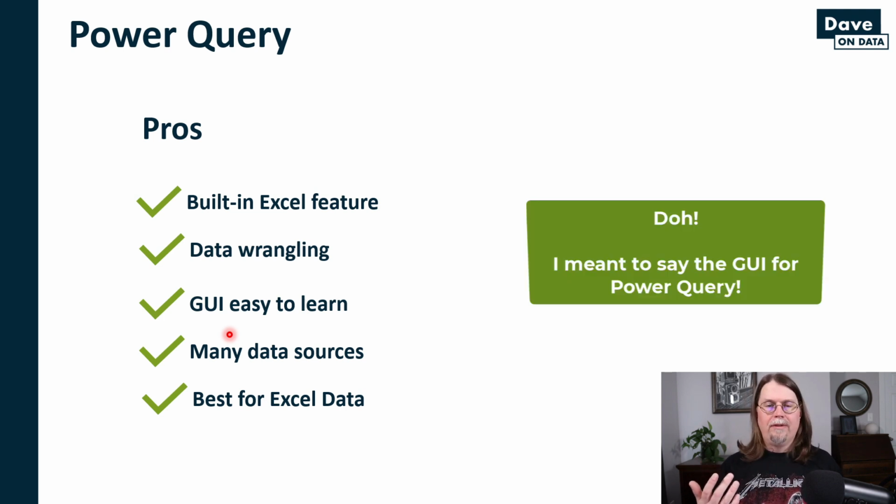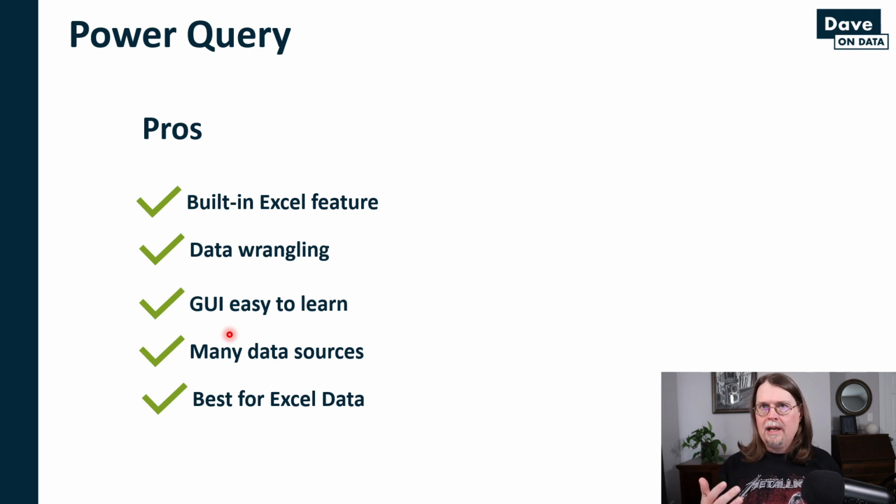That's a plus for a lot of folks that might not necessarily want to learn a programming language, or they find that intimidating for whatever reason. Another big pro of Power Query is the fact that it supports many, many data sources. You can source data from Excel workbooks. You can source data from databases, from APIs. You can scrape websites. There's just a ton of things that you can source data from out of the box with Power Query, which makes it really, really nice. Not surprisingly, Power Query is the best for Excel data.